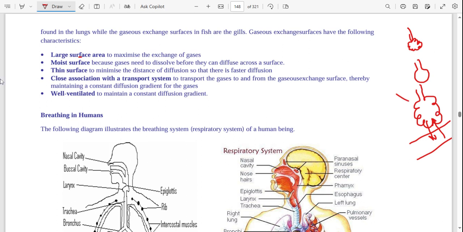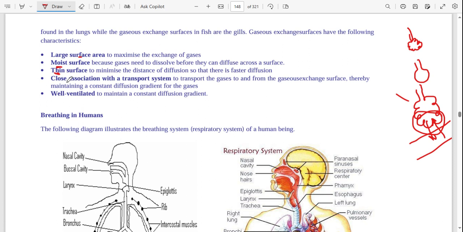Another thing is that the alveolar is moist. It has got some bit of water. And the importance of that is gases should be able to dissolve in the moisture. You need to know these characteristics and why the characteristic is important. The alveolar is also thin. What is the importance of being thin? So that gases can be able to pass. Imagine if this alveolar was very thick, gases wouldn't be able to penetrate. There would be no gaseous exchange there.